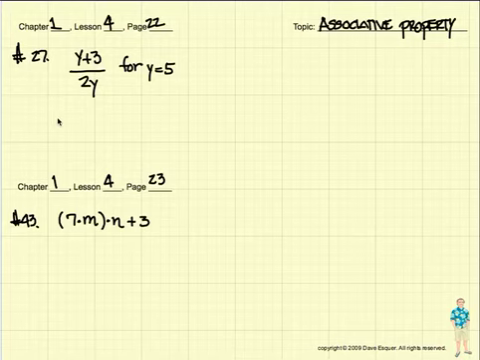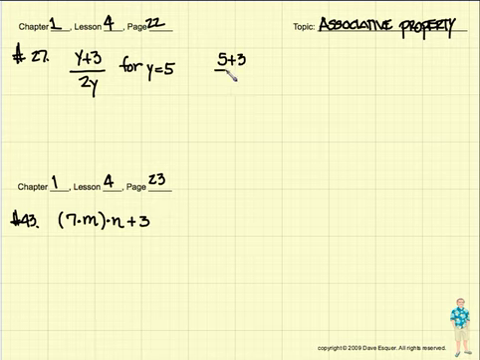Chapter 1, Lesson 4, on pages 22 and 23, we're going to do the associative property today, number 27. Y plus 3 divided by 2y, and they want to evaluate that for y is equal to 5. Wherever there's a y, we're going to substitute a 5. So let's get started. We have 5 plus 3 divided by 2 times 5. We're just substituting for wherever there's a y, we're going to put in that 5.